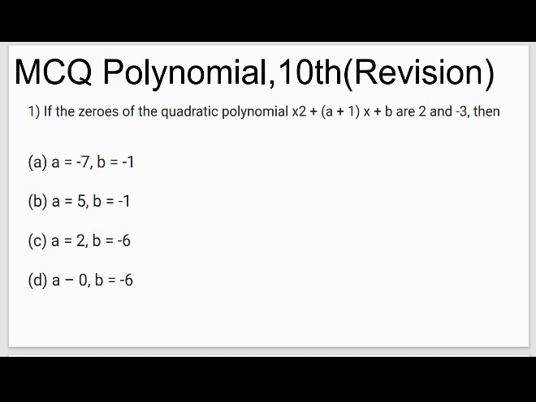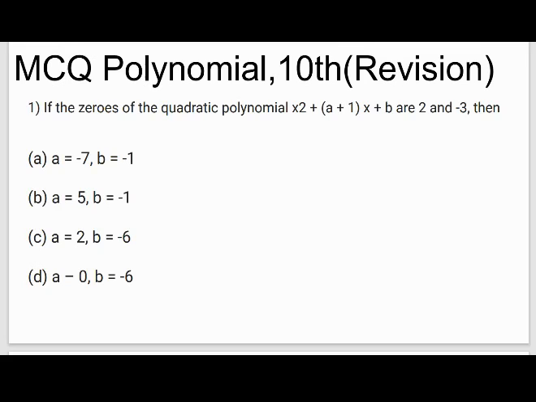The first question is, if the zeros of the quadratic polynomial x square plus (a plus 1)x plus b are 2 and minus 3, then what will be the value of a and b? We know here alpha is 2 and beta is minus 3. So we will first find alpha plus beta, that is 2 plus minus 3, and it will be minus 1. But we also know alpha plus beta is the ratio of the coefficient of x and the coefficient of x square.